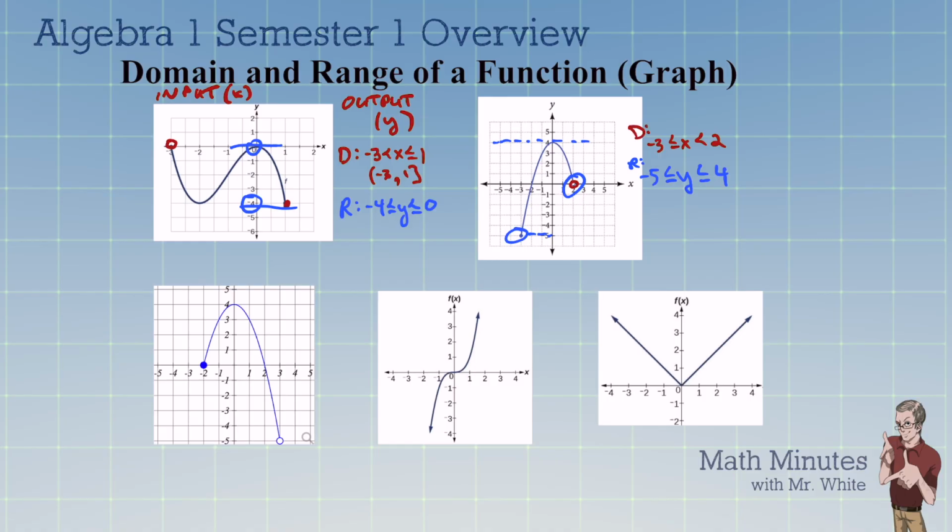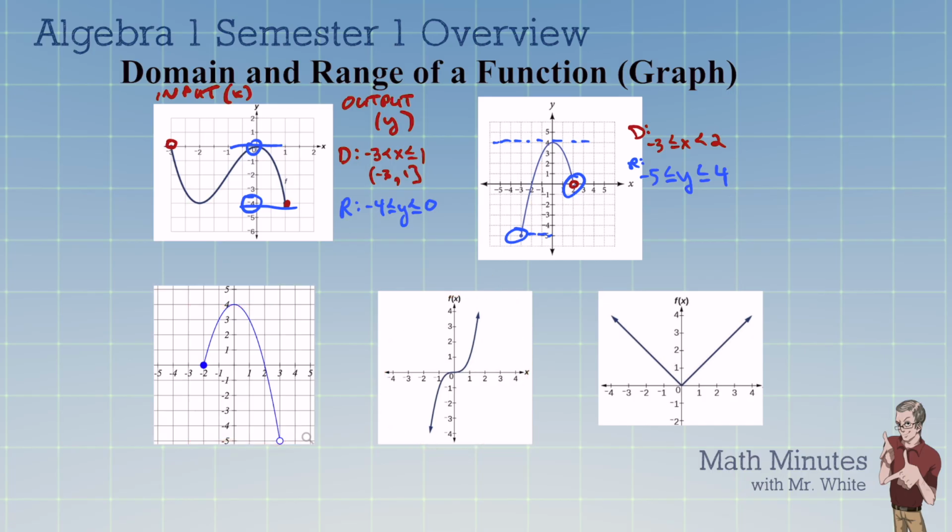All right, I got a couple other examples here. So let's just talk through this. The domain here would be from -2 to 3, without 3, right? And then the range would be as low as -5, as high as 4. What about this graph here?